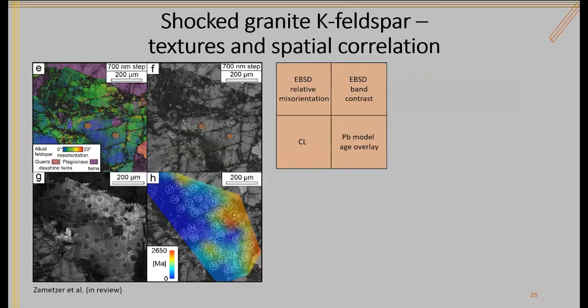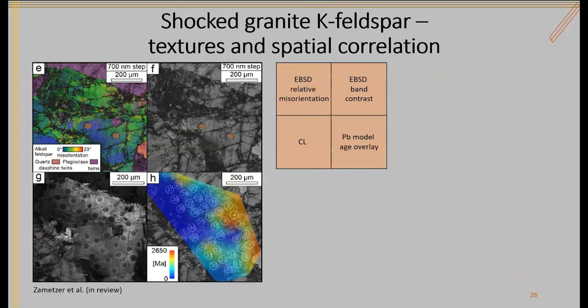Now, what we've done is we have taken a lot of images of shocked K-feldspar from our Yarrabubba sample. In addition to routine BSE imaging, we have acquired EBSD images shown in panels E and F here. E is a so-called relative misorientation map that shows the misorientation angle of the K-feldspar lattice in relation to a point that has been defined as crystalline K-feldspar.